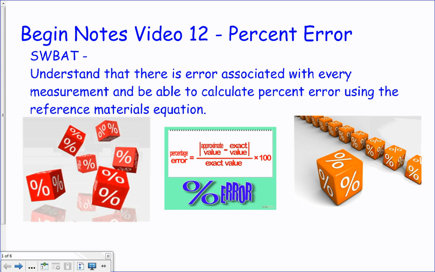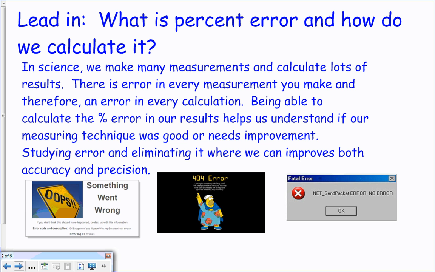Video 12, percent error today. This will be the last video of Unit 1. Please understand that there is error associated with every measurement that we take, and we will be able to calculate percent error when we are done with this video. So what is percent error anyways?